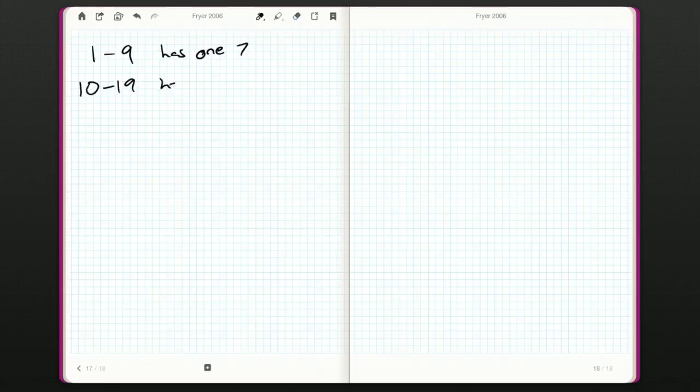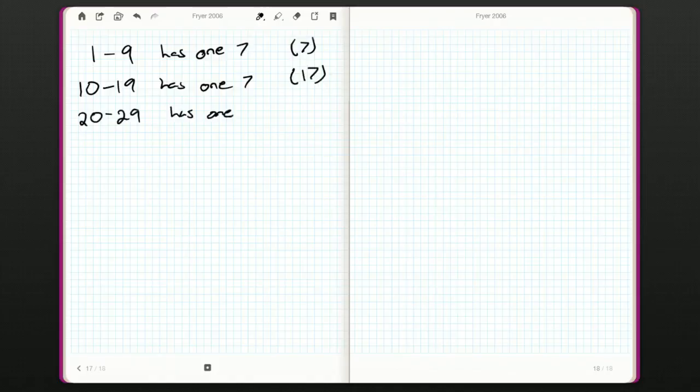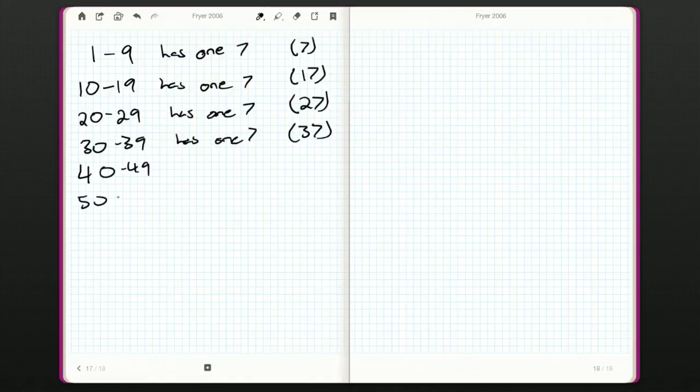Ten to 19 has 1 seven, namely 17. 20 to 29 has 1 seven, so that's 27 right there. 30 to 39 has 1 seven in the form of 37. 40 to 49, 50 to 59, 60 to 69, 70 to 79 has 10 sevens, namely 70 all the way up to 79.